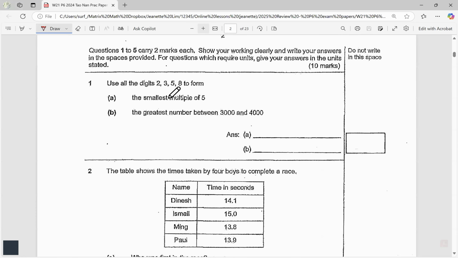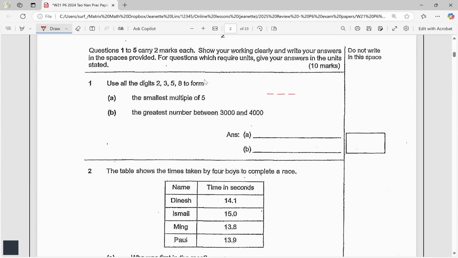Use all the digits 2, 3, 5, 8 to form the smallest multiple of 5. In order to get a multiple of 5, your last digit has to be either 5 or 0. Since we have a 5 here, the last digit will be 5. Then we're left with 2, 3, and 8 to put into the first 3 digits. We want the smallest, so we start from the smallest number in front, 2 in the thousands place, followed by 3 and 8. So part A is 2385.